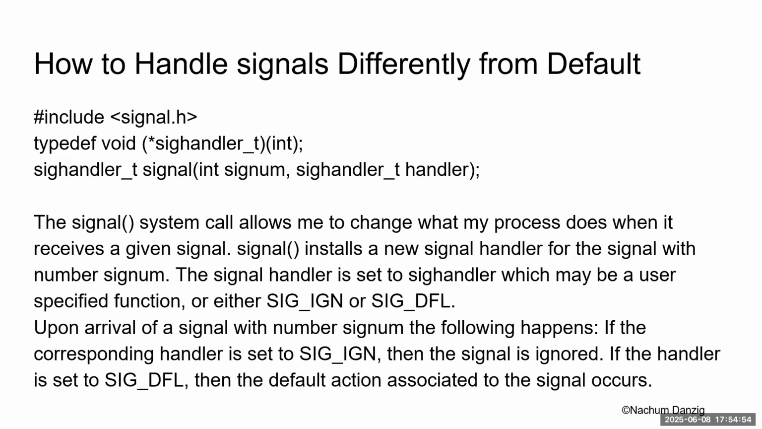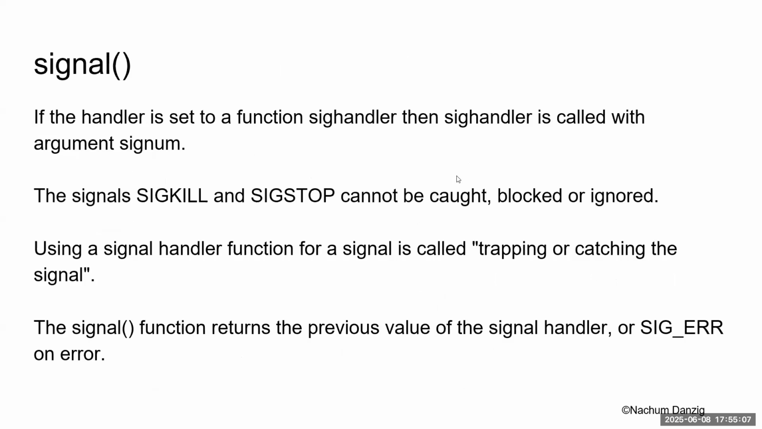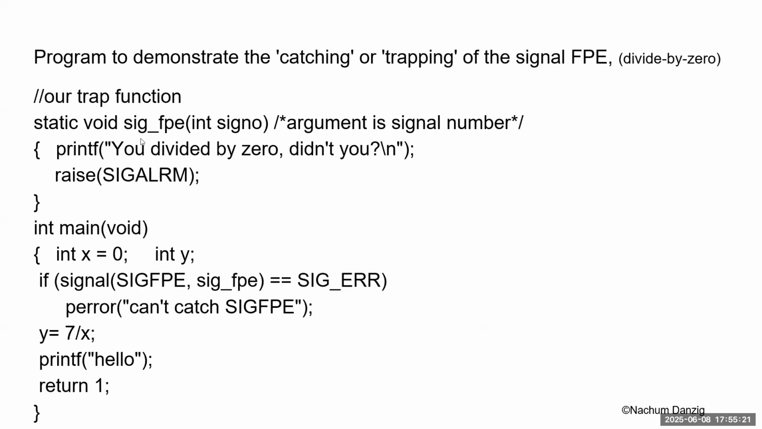Upon arrival of a signal with the number sig number, the following happens. If the corresponding handler is set to sig ignore, then obviously it's ignored. If the handler is set to default, then the default action is taken. And if it's set to a handler, we go to the handler. If the handler is set to a function, then sig handler is called with the argument sig number. In other words, the function gets exactly one parameter, the sig number. We'll see how to do that in the next slide.